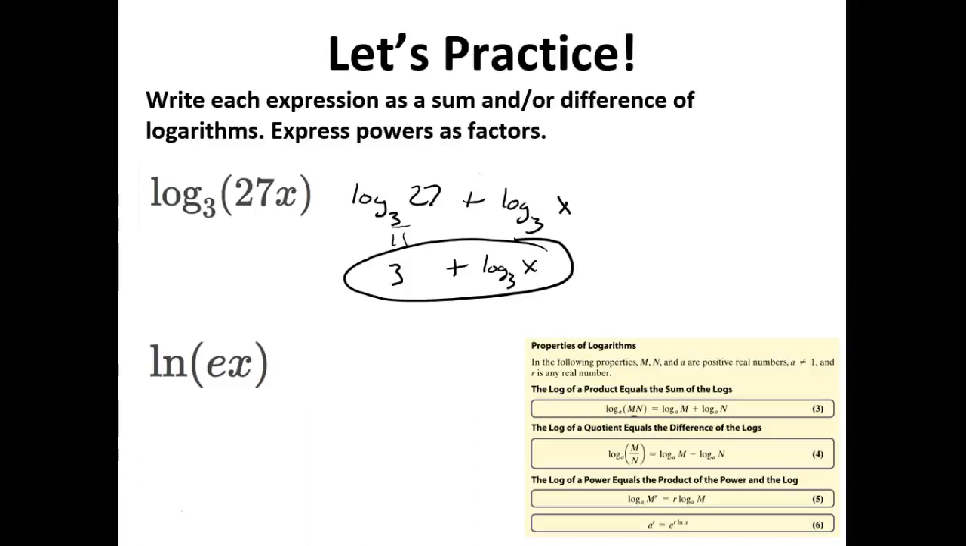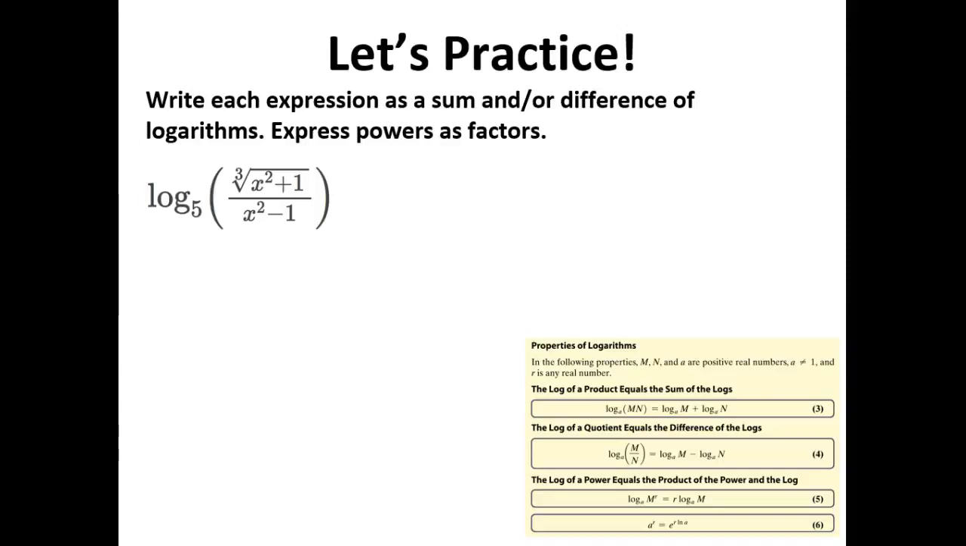Expression as a sum or difference of the logarithms. This one here, ln of e to the x. Again, we have that product right in there. So this is ln of e and ln of x with addition between them. Ln of e, you could think of that like e to the first. The ln has a base e. We never actually write it there. I just put it there to remind you that it's there. These here are the inverses of each other, so we end up with 1 plus ln of x.